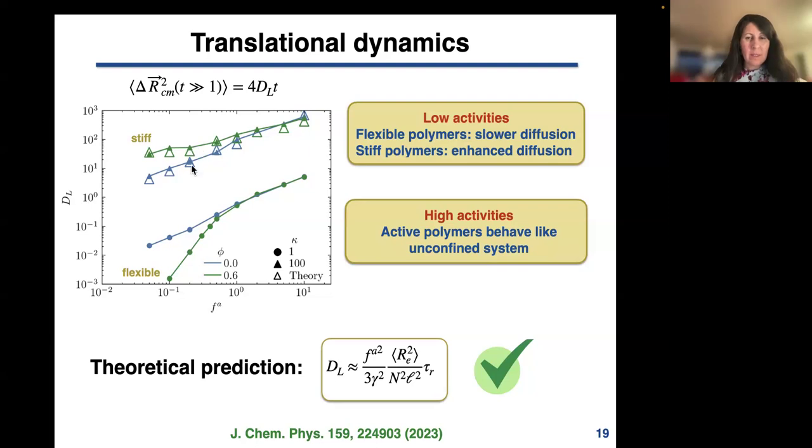For the stiff one, again, this is in line with what we discussed: stiff polymers diffuse faster at low active forces because of this unidirectional motion.